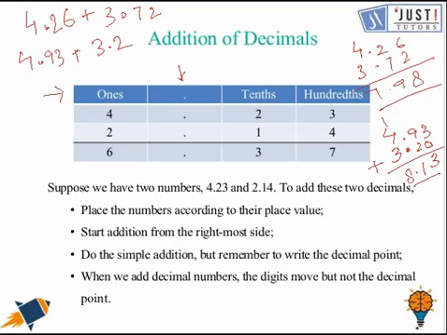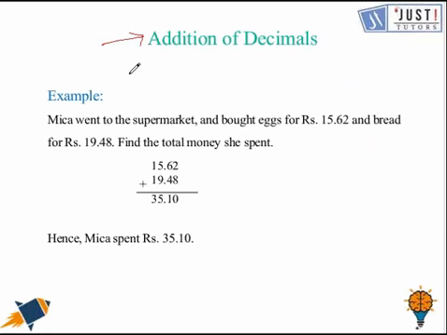So the answer is 8.13. Now we are going to learn why we are learning addition of decimals, and where we are going to use it in our real daily life. Here is a real life example in which there is a girl named Mika. She went to a supermarket and bought some eggs, and the cost of the eggs is rupees 15.62, and she bought a bread as well, and the cost of the bread is 19.48. Now we need to find out how much total money she spent. For that, we need to add both the numbers. That would be 15.62 add 19.48. This gives us a value of 35.10, which means Mika spent rupees 35.10 in total. So in this way, we can use decimals in our real daily life.